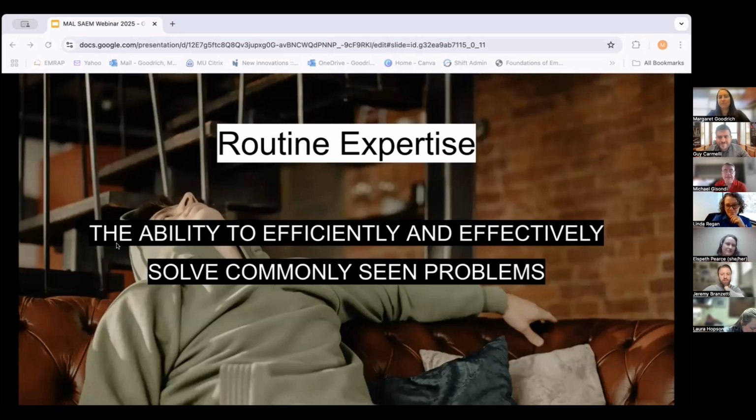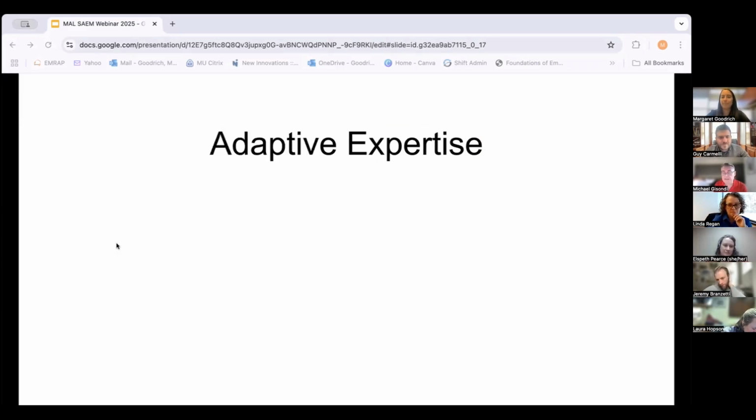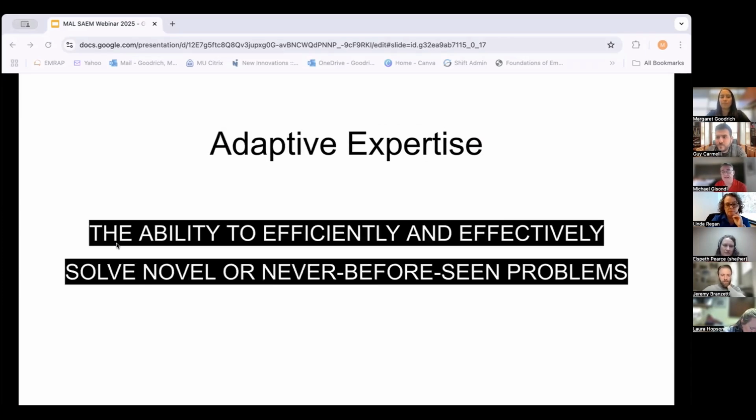So routine expertise. In contrast, there's adaptive expertise. Adaptive expertise is just a little change of words here. It's the ability to use your foundational knowledge to efficiently and effectively solve novel or never before seen problems. Unlike routine, these are the problems you've never seen. We all have one of these on every shift, right? Every single shift I see something I have not seen before. So must call on adaptive expertise skills should I have them. So these are the zebras.